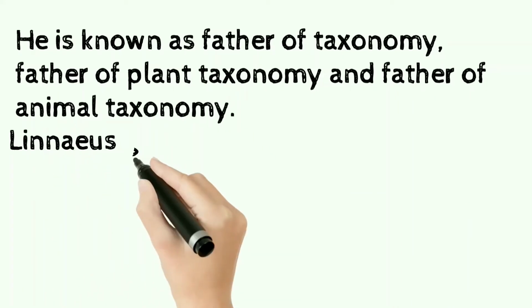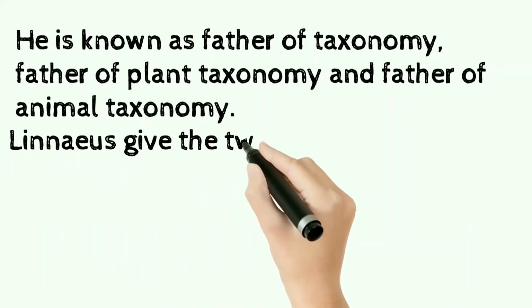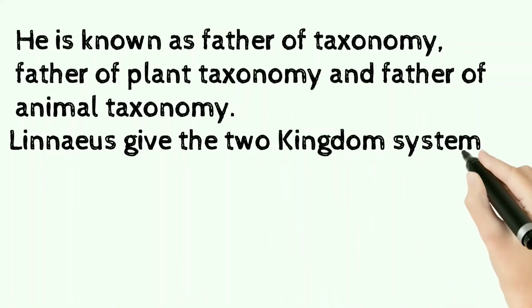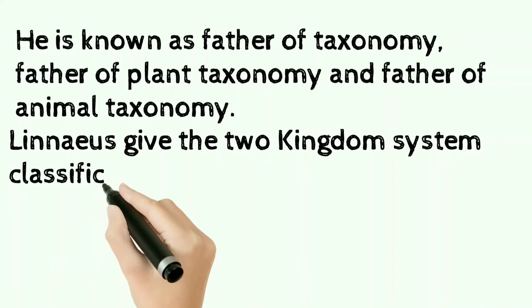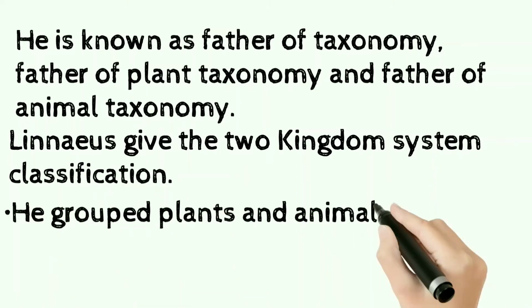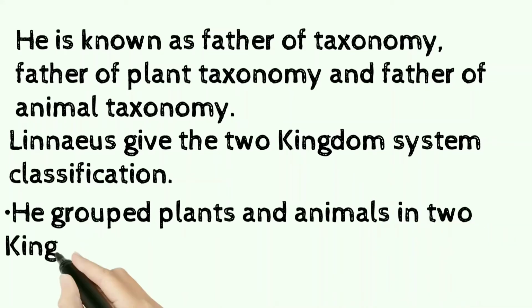Linnaeus gave the two kingdom system of classification. He grouped plants and animals into kingdom Plantae and kingdom Animalia respectively.